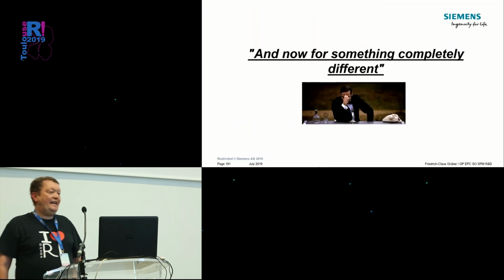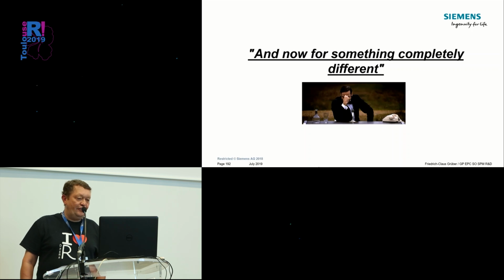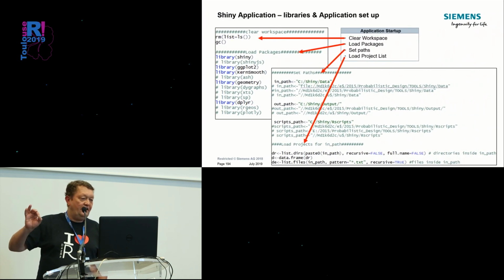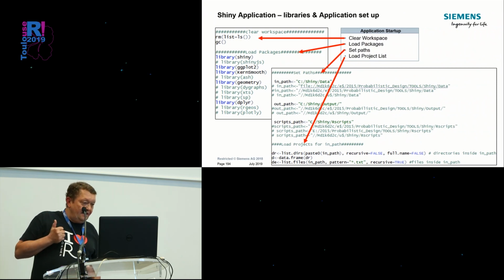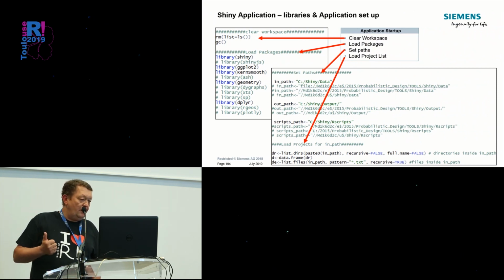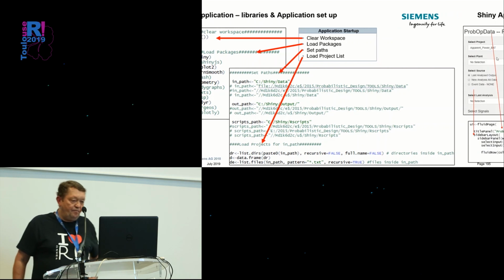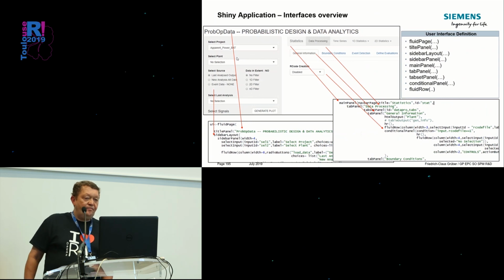And now again, for something completely different. Let's have a very short look at which libraries and interfaces were used for our tool. Okay, we have used the Shiny library, we have used ggplot, we have used kernsmooth for the calculations, we have used geometry and dplyr for data manipulation, and our application starts with at first clearing the workspace, then we load the work packages, then we set some paths, and then we load a large project list normally. We have some interfaces.